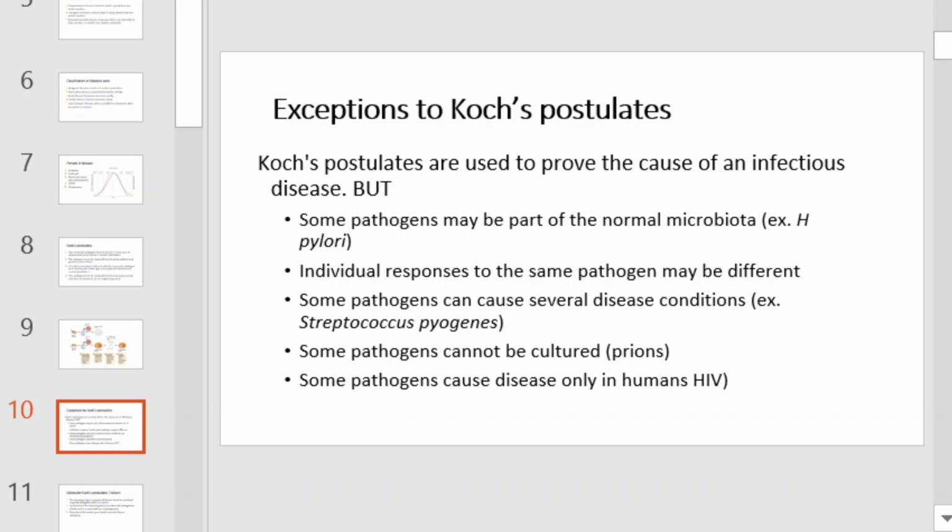While Koch's postulates are effective in connecting a specific pathogen to a disease, there are some potential opportunities where they are less than effective. Some pathogens may be part of the normal microbiota, like H. pylori. Individual responses to the same pathogen might be different, making it difficult to legitimize the connection between a pathogen and a disease. Some pathogens can cause several disease conditions, like Streptococcus pyogenes. Some pathogens can't be cultured, and some pathogens cause diseases only in humans.